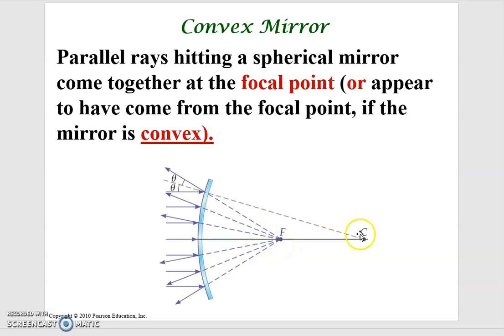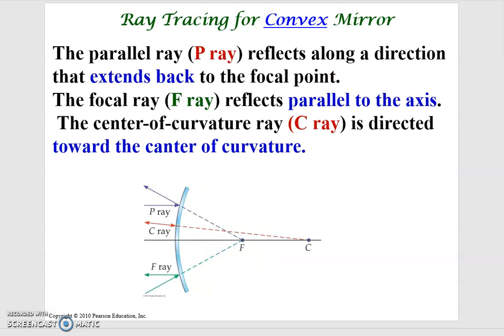And finally, once again, the distance from the center of the curvature to the lens is the r. And the relation between the r and the focal length is the same as before. F is equal to 1/2 of r. So now, the ray tracing for the convex will be very similar to what we just defined before.